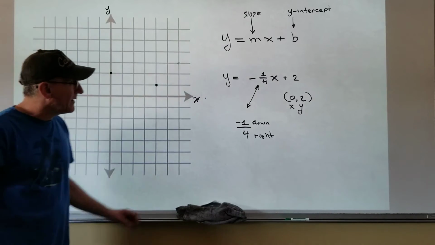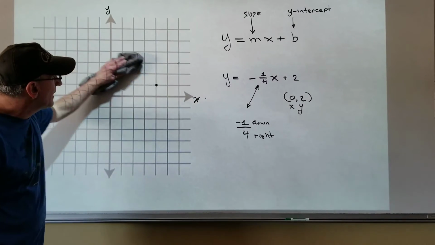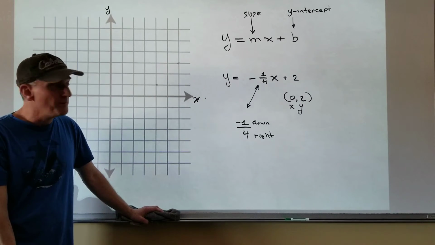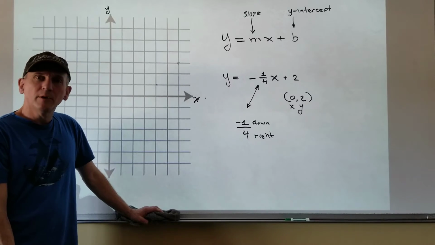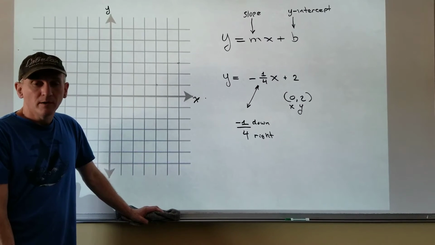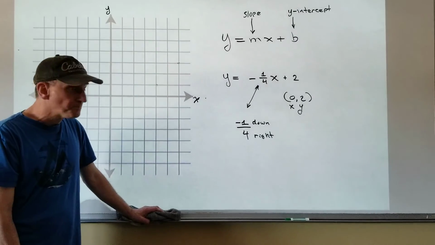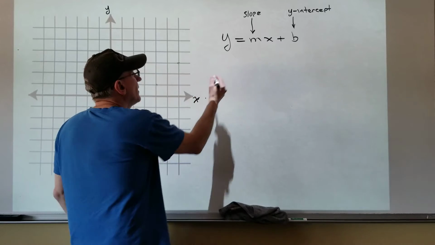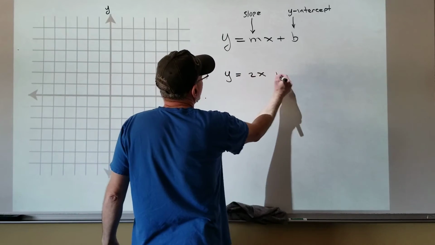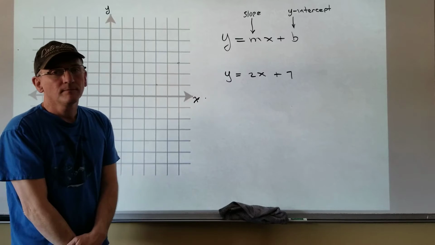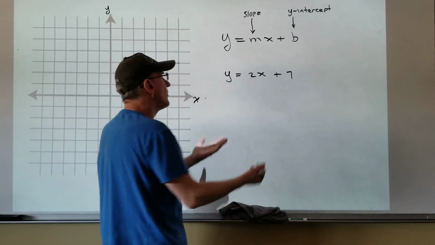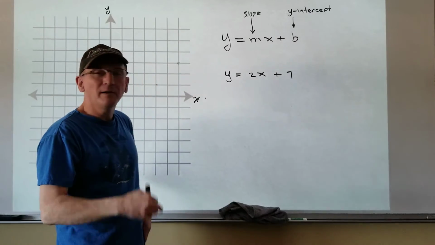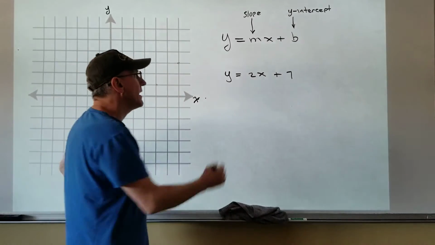I think that's about it for graphing, but I do want to show you a bunch of examples of things that don't immediately look like a slope-intercept equation, that with just a little bit of manipulation, you can force them into this form. So for example, what if I give you y equals 2x plus 7? The slope-intercept form looks like that. I think we're good, right? But what about the 2? We've been dealing with fractions there. What do you do when there's not a fraction?